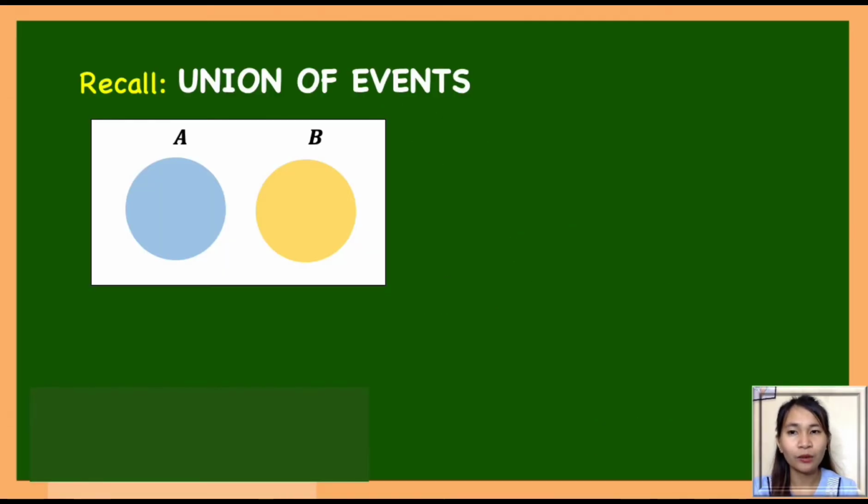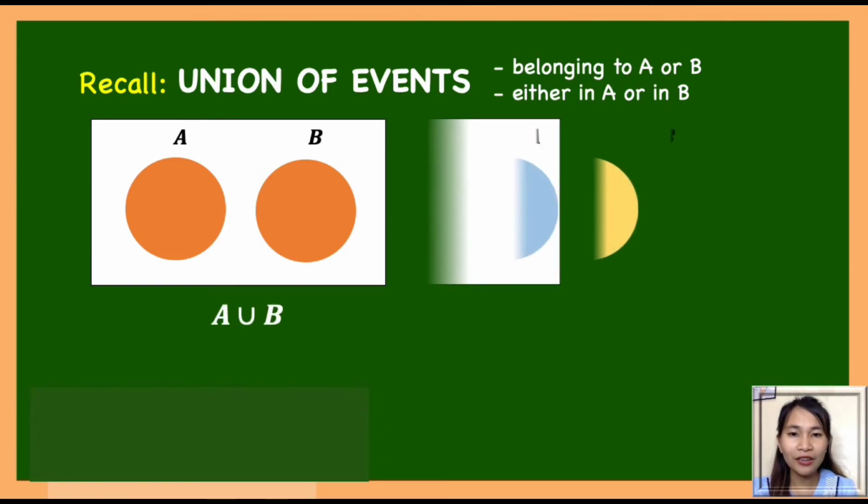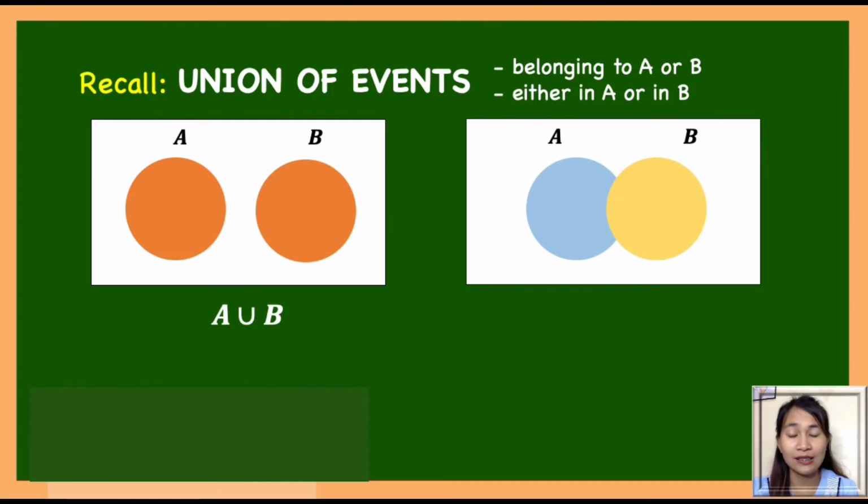Let's first recall what union of events means. Union of events is a set of all outcomes that belong to A or B, or either in A or B. It is denoted by A union B. Another illustration for union of events is the second figure. It is also denoted by A union B. But what's the difference between the two figures?